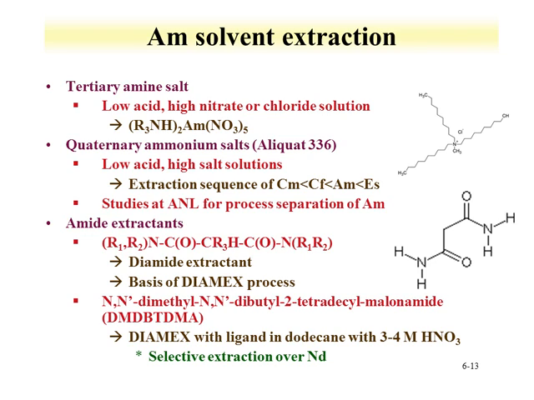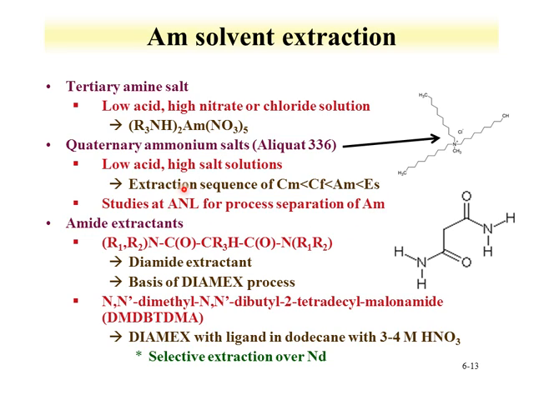Other extractants that have been evaluated include some amine salts. They've been evaluated in low acid, high nitrate, or chloride solutions. A common extractant is called Aliquat 336, which is shown here. This is useful for extracting in low acid and high salt solutions, and you get an extraction sequence of curium being less than californium, americium, and einsteinium.